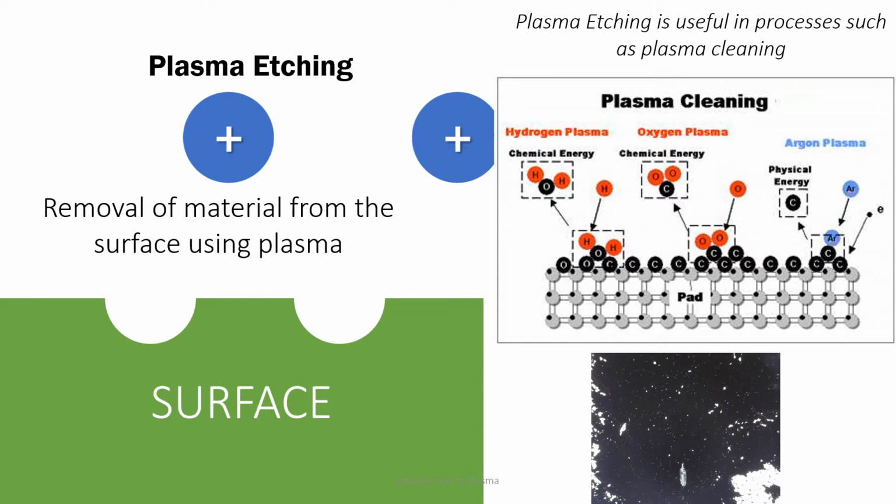In this case, in the bottom right, this is HDPE-contaminated silicon. Then after 6 minutes of plasma treatment, you can see there is a significant reduction in the HDPE, or high density polyethylene, contamination of the surface.